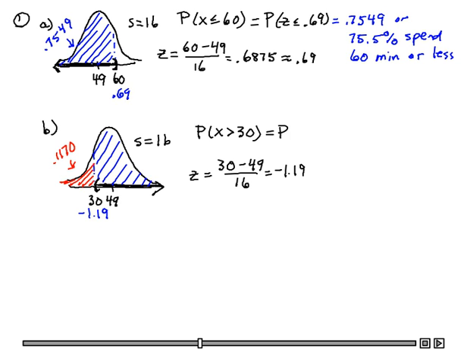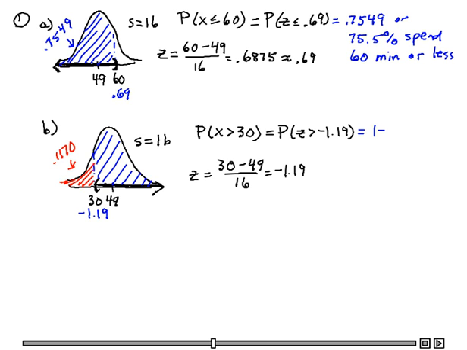So what's the probability that x is greater than 30? It's the probability that z is greater than a negative 1.19, which is, since the area under the entire curve is 1, it's the blue shaded area that I want. That's going to be the answer.